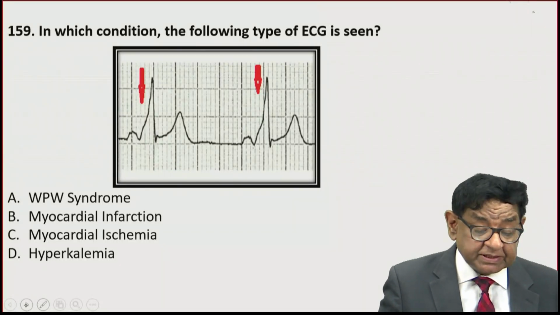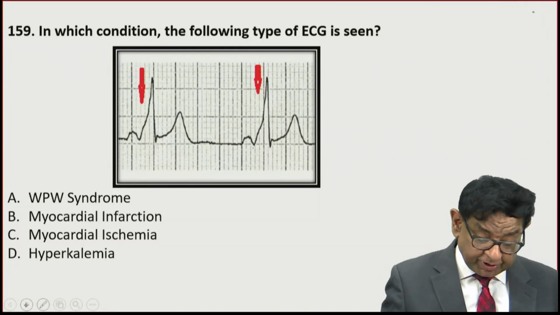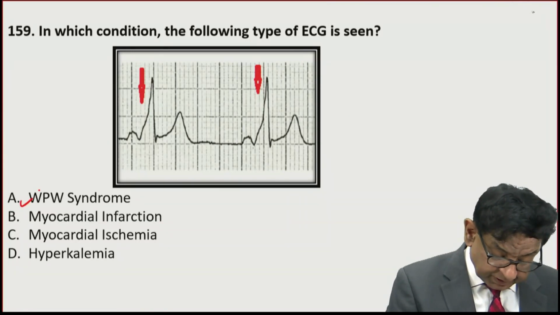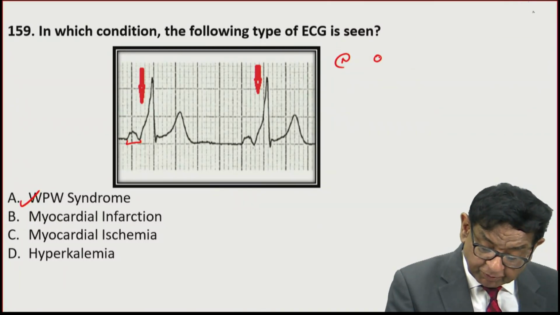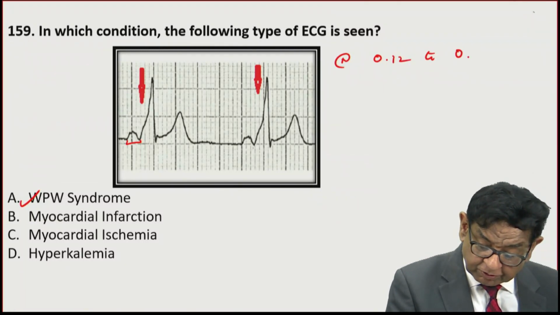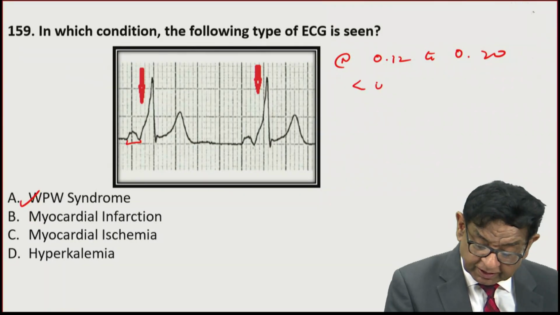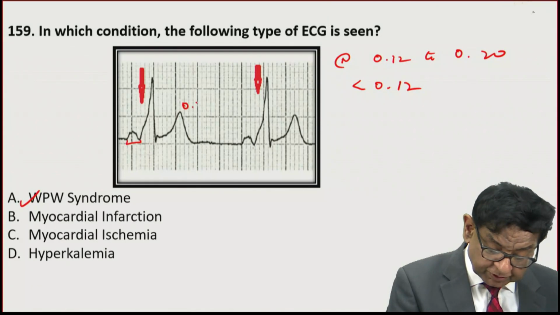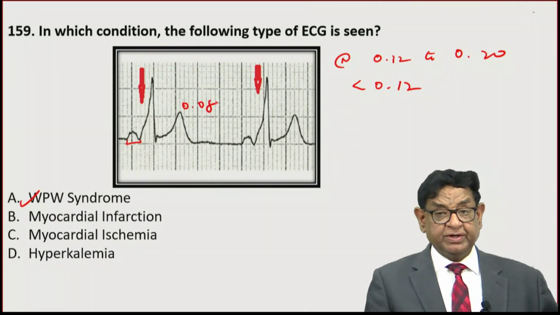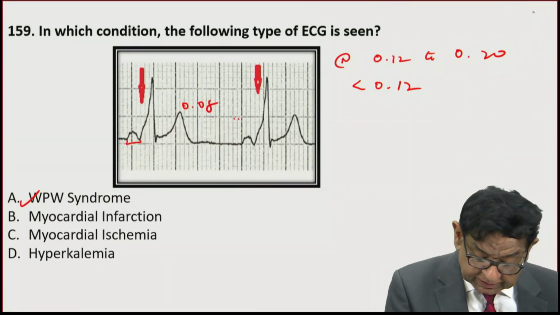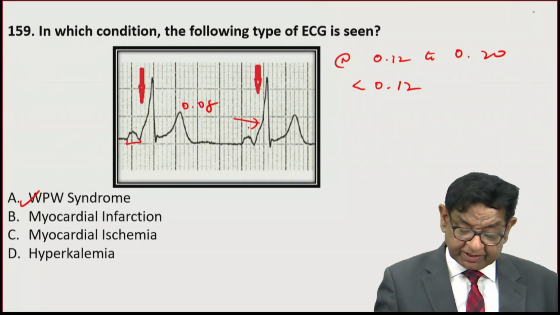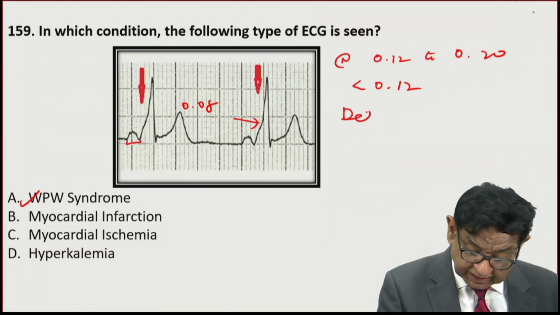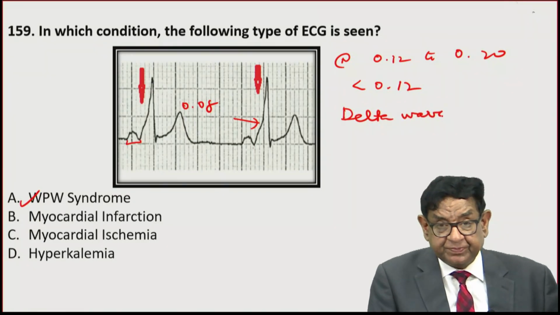Well, this is the case of WPW syndrome. How do you know? First of all, the PR interval is short. Normal PR interval is 0.12 to 0.20 second. Here it is less than 0.12 second. In this case, it is only 0.08 second, only 2 small squares. Plus, you get a notch in the ascending limb of the R wave. This notch is the delta wave.